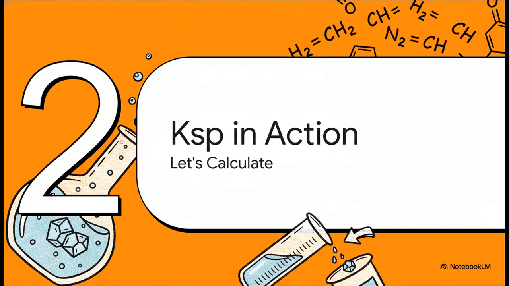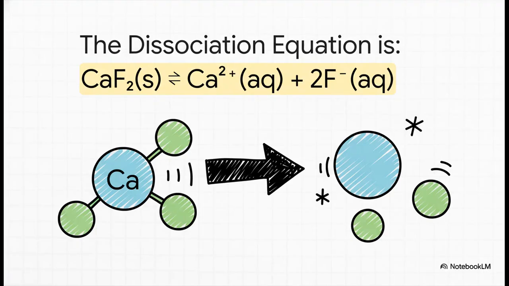Okay, theory is one thing, but let's actually put this to work. We can take a known Ksp value and use it to calculate exactly how much of a compound can dissolve in water. We call that its molar solubility. Let's take calcium fluoride, or CaF2. When one little unit of this stuff dissolves, it breaks apart into one calcium ion and, pay attention here, two fluoride ions. That 1-to-2 ratio is going to be super important.